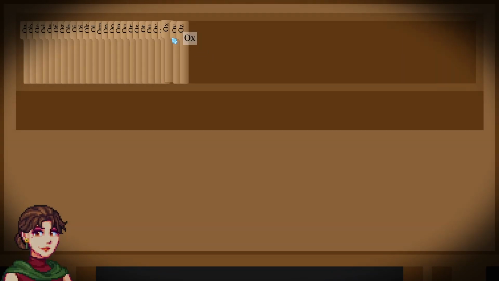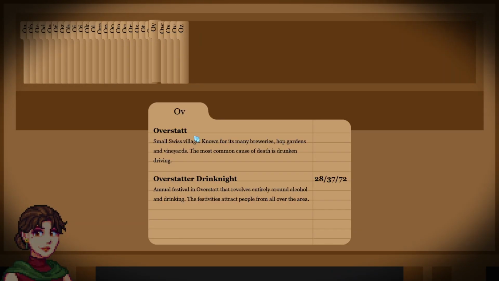Oberstatter drink nights. Wait, where am I going? Okay, we finally found something.